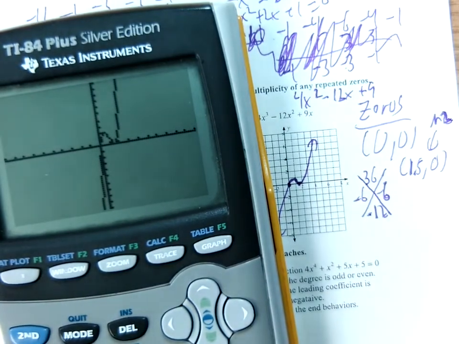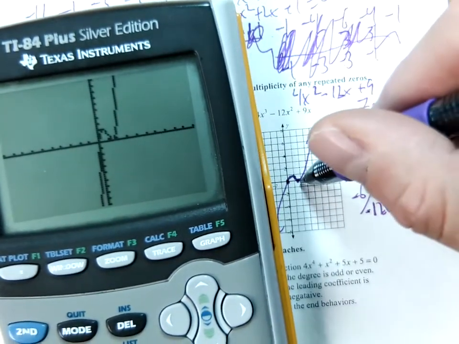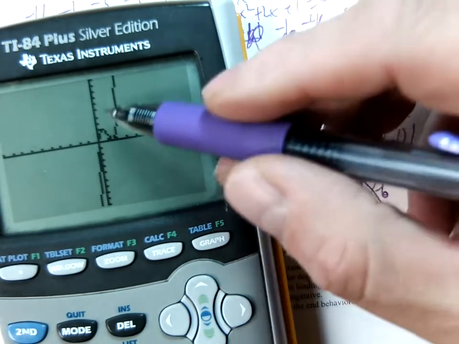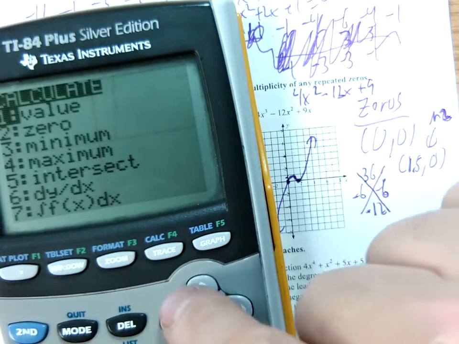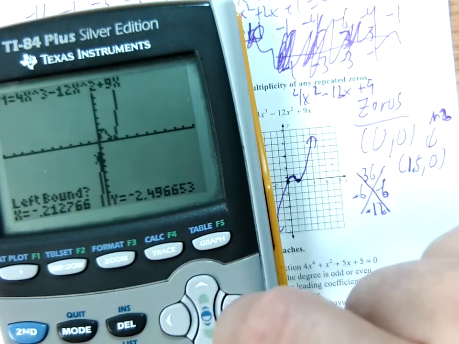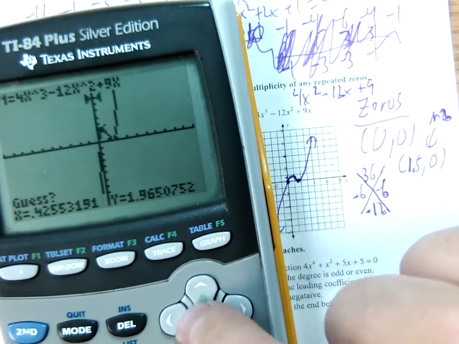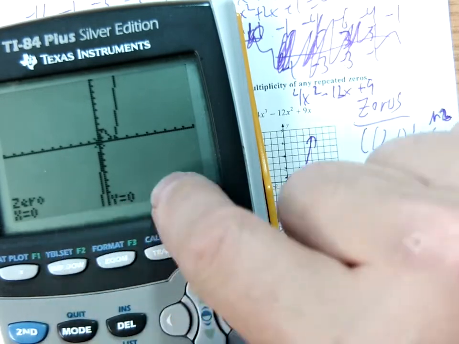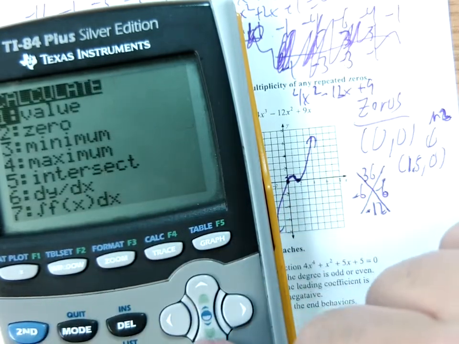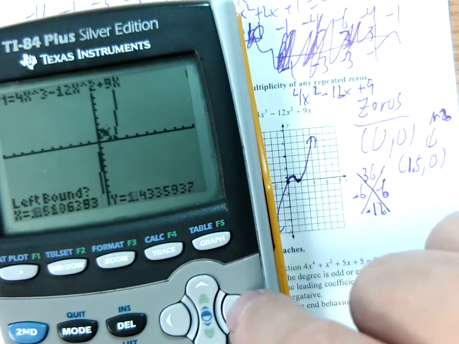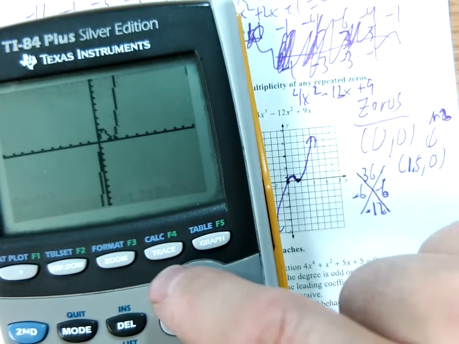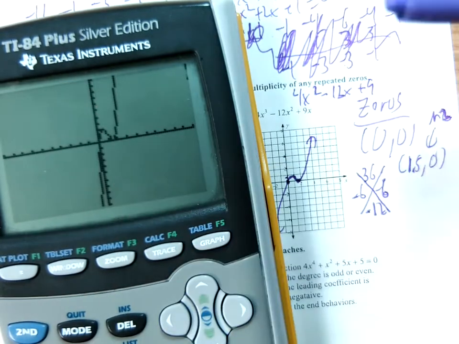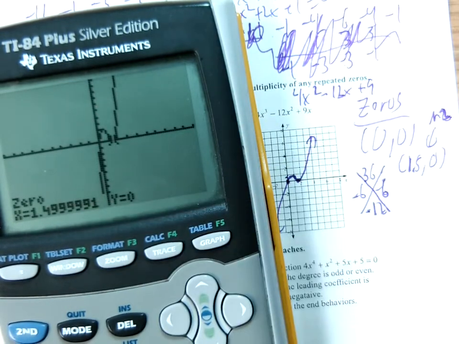Yep. So we have here a 0 at 1.50 and a 0 at 0. You see it on the grid right there. And if you want to find them, do second calc, 0, left bound, right bound, take a guess. There's the first one. Second calc, 0, left bound, right bound, take a guess, and it'll give us the other one in a minute here, 1.5 and 0.